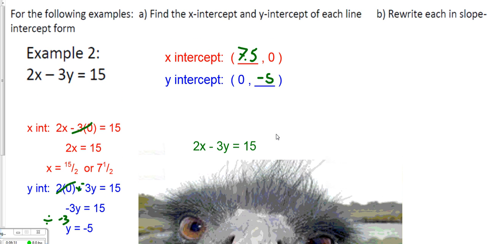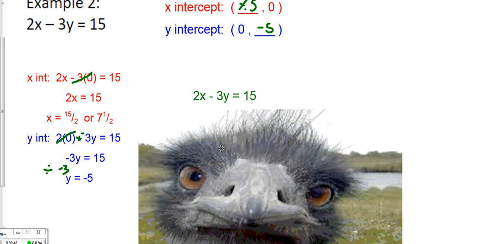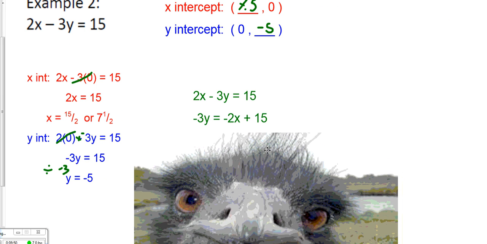Now we're thinking about what's happening to y as we work towards getting it alone. The first thing that's happening to y is it's being multiplied by negative 3, not just 3, it's a negative 3 because of this minus. Then we're adding 2x. So to work backwards, we have to subtract 2x from both sides. That would get rid of this one.